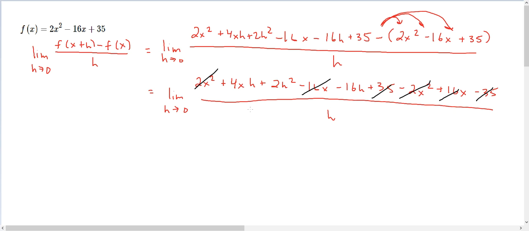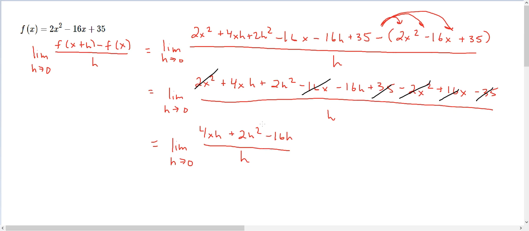So with all our terms canceled out, or not all of them, but most of them, we can write this as the limit as h approaches 0 of 4xh plus 2h squared minus 16h, and this is all over h. Now the whole reason why we couldn't even compute this limit in the first place was because if we substituted in h equals 0, we would have a 0 over 0, which would not be beneficial to us. So what we have to do is try to cancel out this h somehow.